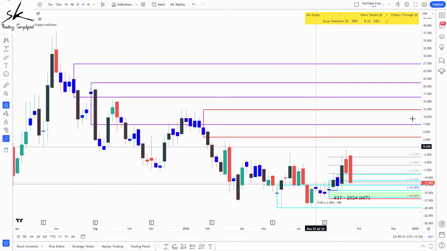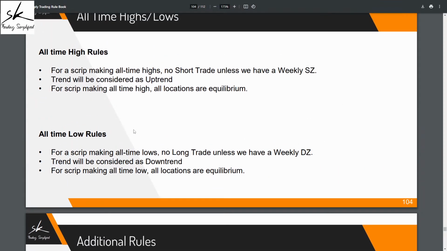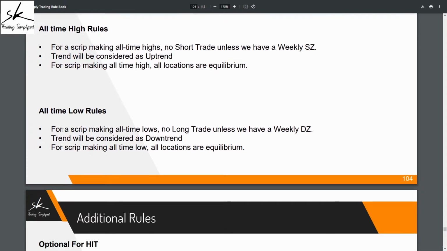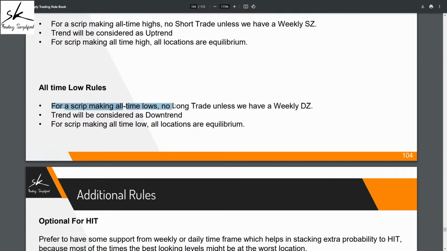Okay, so in the rule book it is given that for all-time highs the trend is always considered as uptrend, and for all-time lows, downtrend. See, it is when the script is making all-time highs or all-time lows. Let me go back to the rule book and help you understand that. So can you see, for a script making all-time lows, no long trade unless and until we have a weekly demand area. So I'm planning a long trade, right?